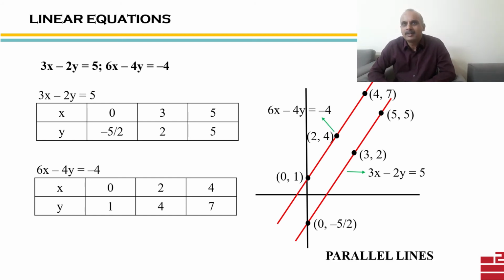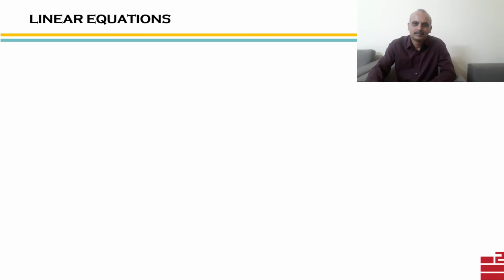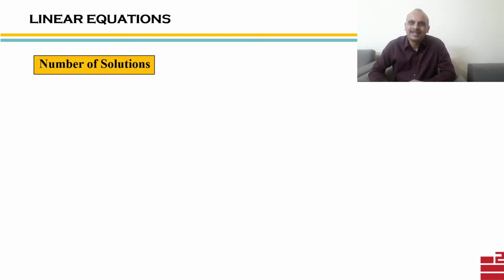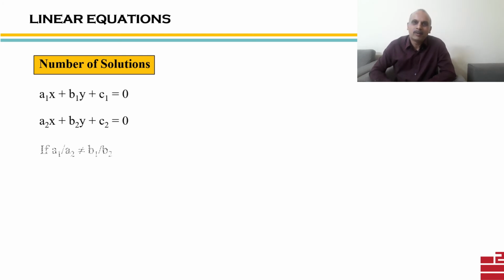It means when we have a system of simultaneous equations in two variables, only three situations can arise. Either we have a unique solution, or we have infinite solutions, or we have no solution. So let's talk in some more detail about the number of solutions. Suppose we have generalized two equations in this format, then we have some observations. One is that if a1 by a2 is not equal to b1 by b2, then the system will have a unique solution.